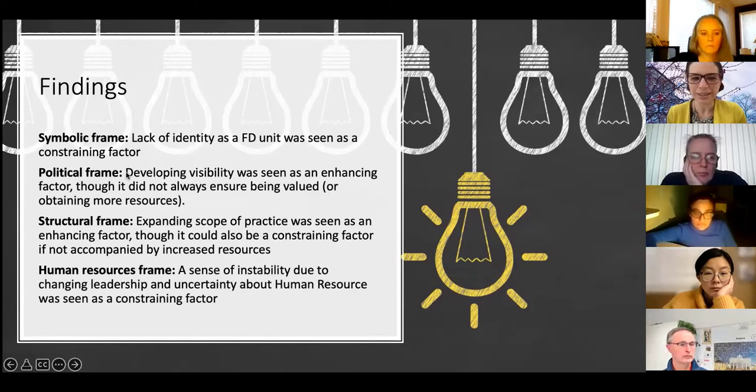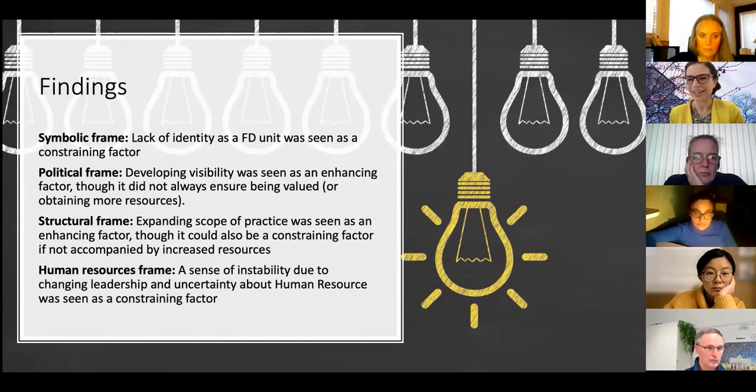In the political frame, what emerged quite clearly was that developing more and more visibility was really an enhancing factor because it helped others recognize and be aware of a faculty development unit or a faculty development office. However, that didn't necessarily equate with obtaining more resources or being valued. So even though people were aware of the work that was being done in a faculty development center, it wasn't necessarily associated with putting more resources into that unit or necessarily seeing it as a valued office.